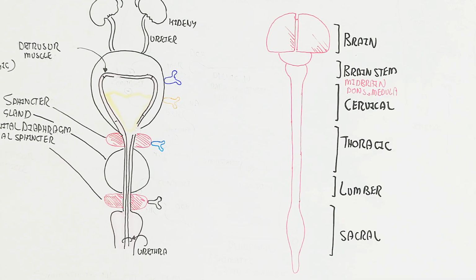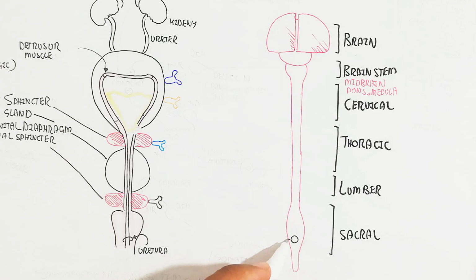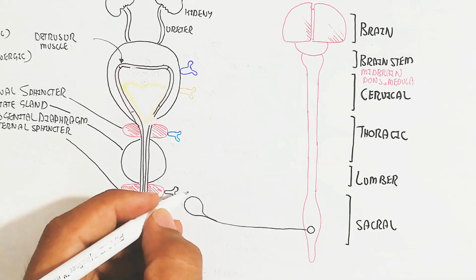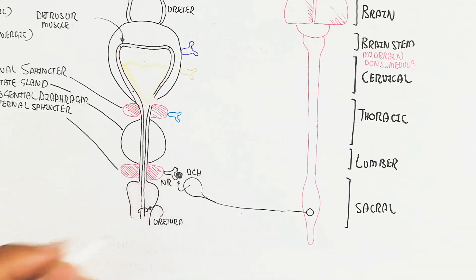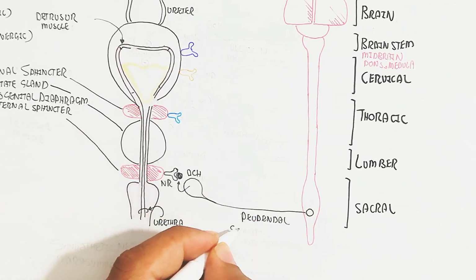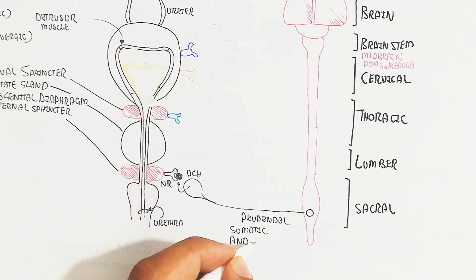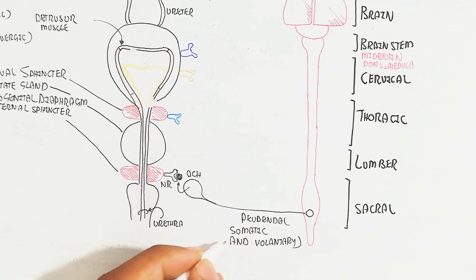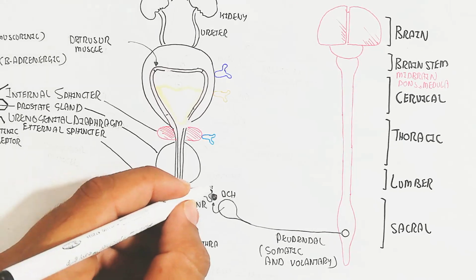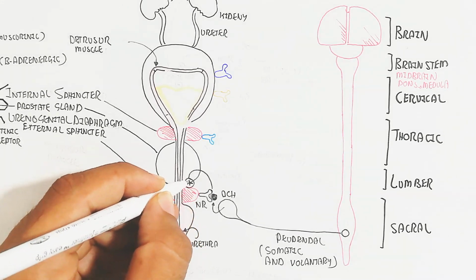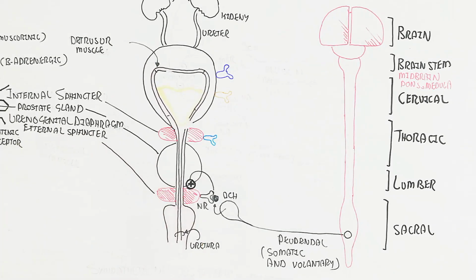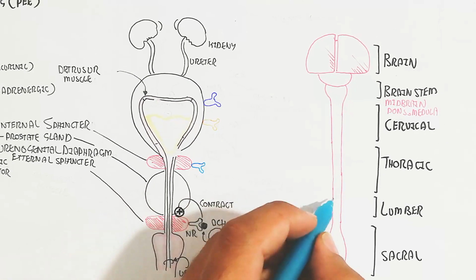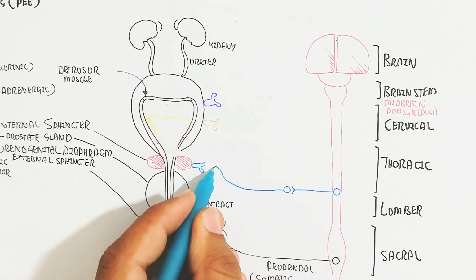And in this way, let's understand the pudendal nerves. This pudendal nerve is somatic and voluntary. It can be controlled with our own will, and it contains the acetylcholine neurotransmitter, which binds with a nicotinic receptor to contract the external sphincter muscle. In this way, it is our choice to prevent the voiding, and it will contract so that the urine will not move out without our own will.